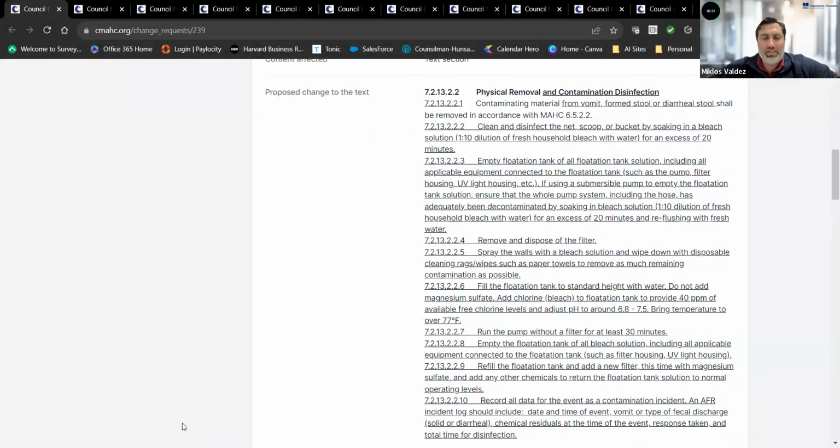Jen, this is kind of skipping procedure, so Dewey, you can slap my hand later. But Jen, can you just mark in the chat, would you be open to the addition of blood added to the line, contaminated material from vomit, formed stool, or diarrheal stool, and just add blood into that?